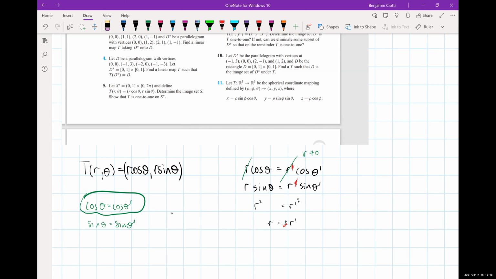So I wasn't really sure where to go from cosine theta equals cosine theta prime. I believe that those two statements together mean that theta equals theta prime. I just don't know if there's a trig identity to do it or what. Let me think what the best way to explain this would be.